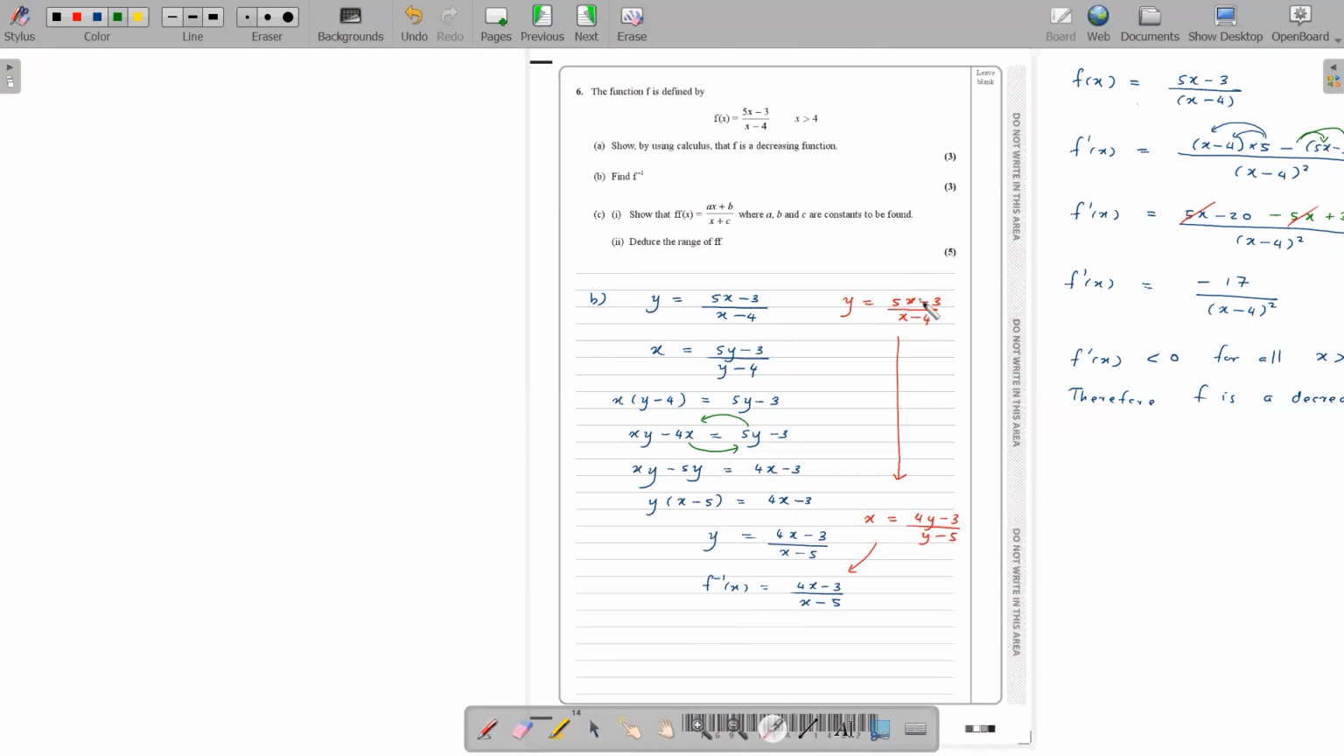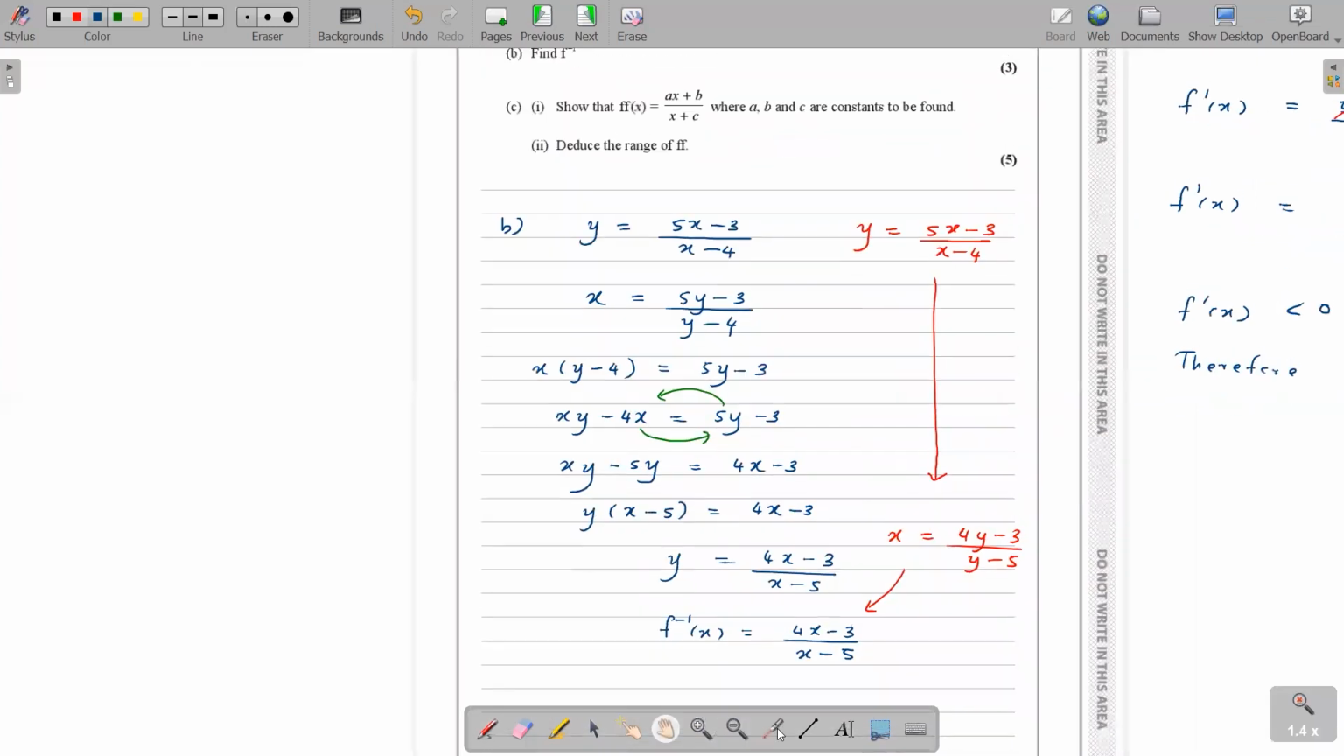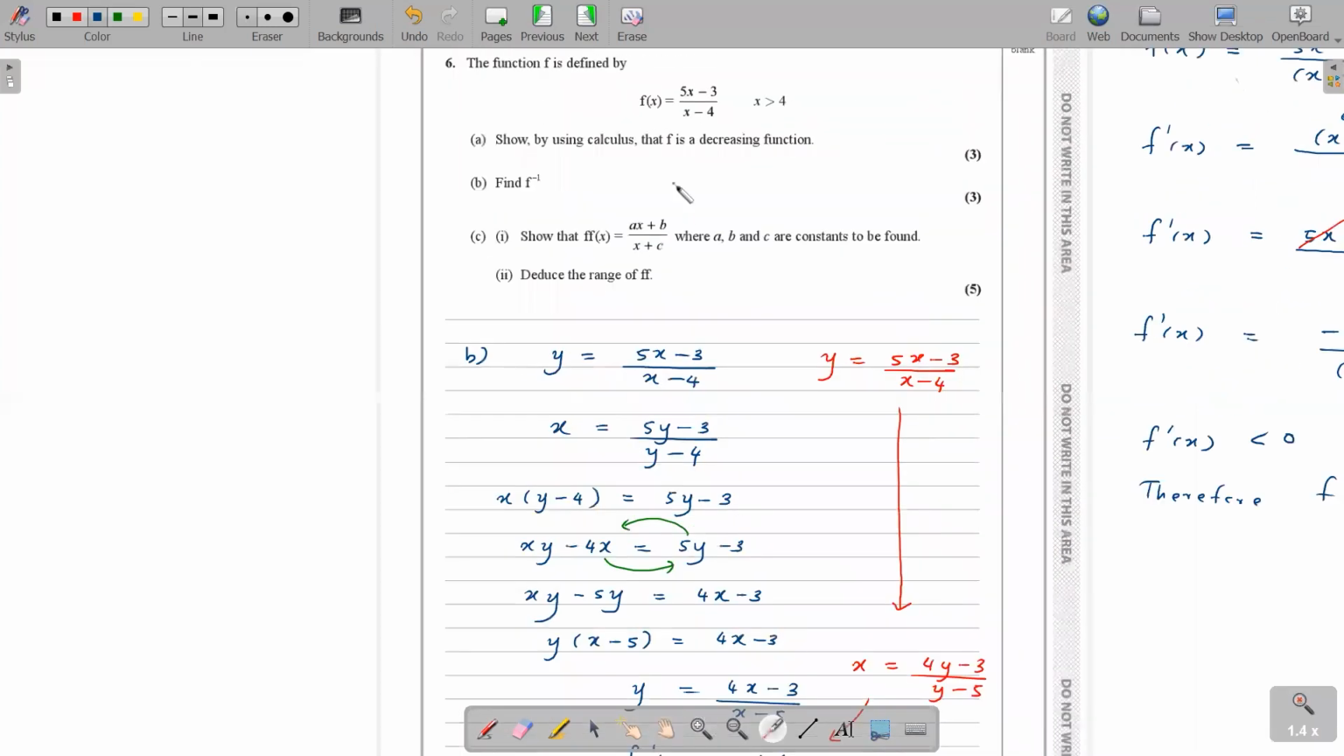So basically the original graph was y equals 5x minus 3 over x minus 4, right? So it's an asymptote graph. Basically an asymptote graph is a discontinuous graph that goes like this around its asymptotes. Either it goes like that or it goes like this around its asymptote. So this is the general shape.